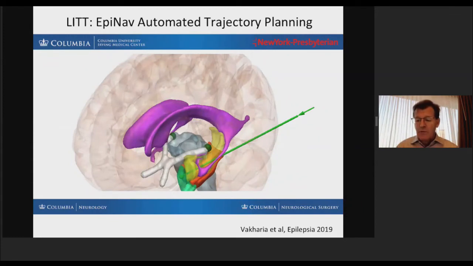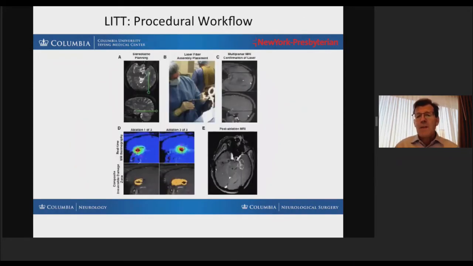This is automatic trajectory planning developed by the Duncan Group at University College London to plan the trajectory down the hippocampus to the amygdala. And with any sort of stereotactic planning system, you then can implant the laser fiber. This is what it looks like in the MRI prior to treatment. You can see the air in the cannula. The laser fiber is only at the tip of the cannula.